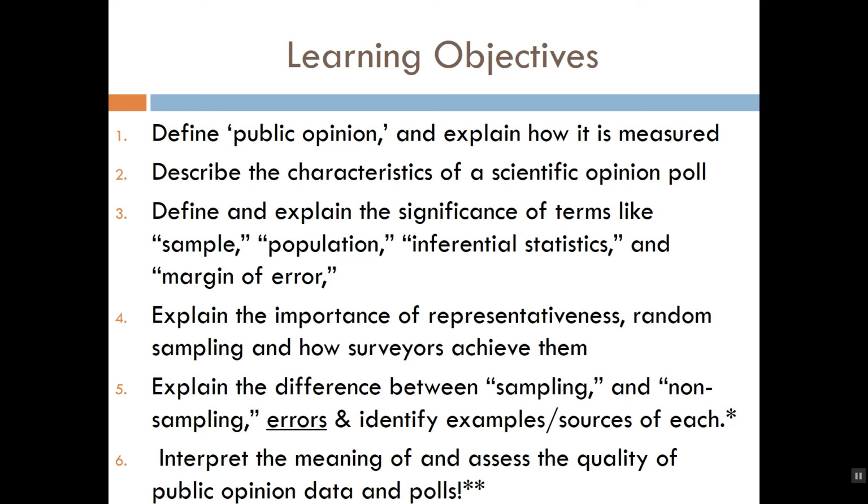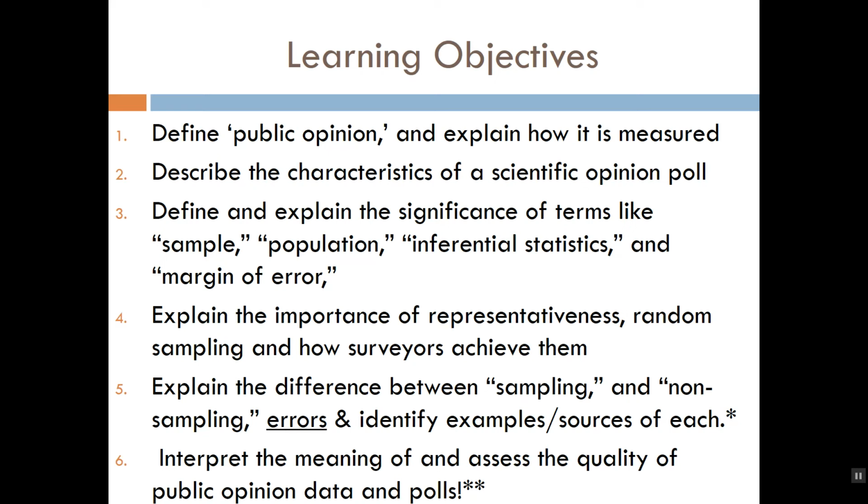The fourth learning objective asks for you to explain the importance of representativeness and of random sampling and how surveyors achieve these goals. The fifth learning objective asks for you to explain the difference between sampling and non-sampling errors and to identify the examples and sources of each that we discuss in this week's lecture content.